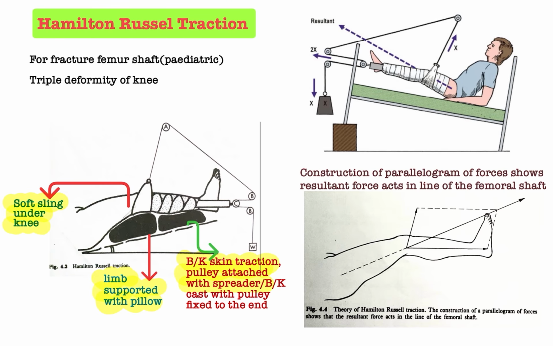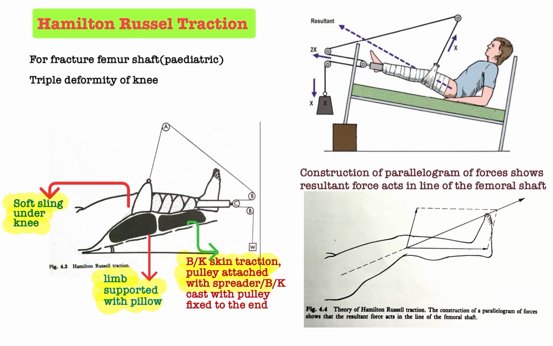Hamilton-Russel traction. In Hamilton-Russel traction, there are two components, that is a knee sling and a skin traction. In modified Hamilton-Russel traction, one must note that in place of the knee sling, a distal femoral skeletal traction is applied and in place of skin traction, a below knee cast is applied.